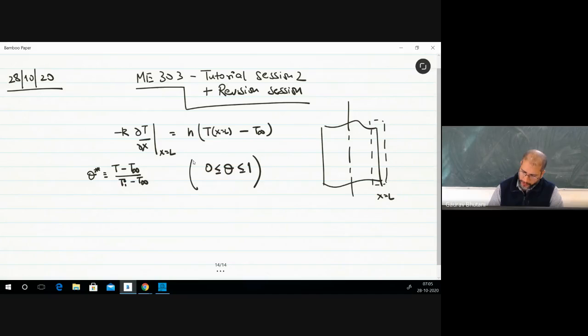So on the surface, outside the surface becomes T infinity, and the initial temperature was Ti. So initially theta is 1. So theta starts with 1 and then ultimately approaches 0.